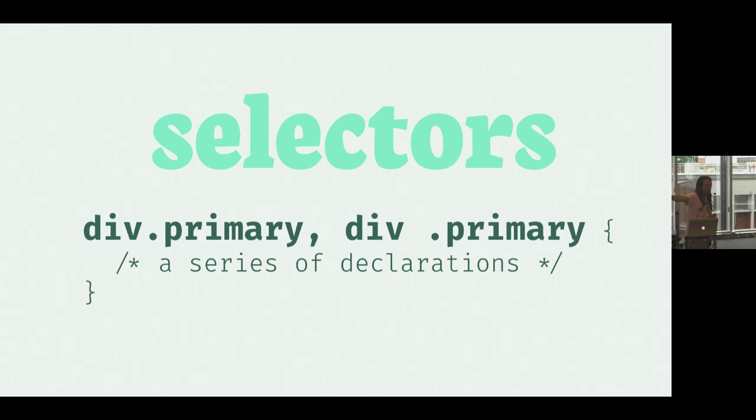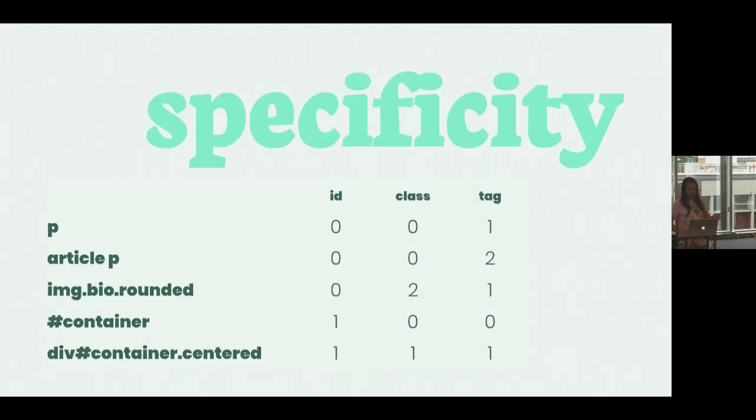Primary is an example of a class. You've also got IDs. You'd have a hash there. But we don't use IDs a lot, right? So that's why I'm not showing you that example. But it is there. IDs are a thing that we have to deal with, right?